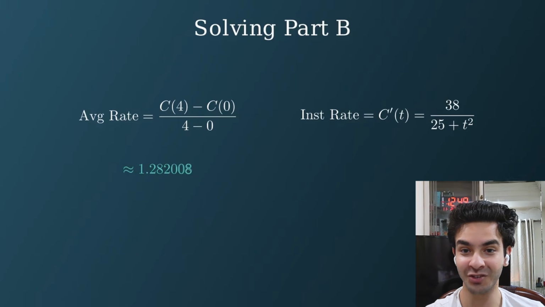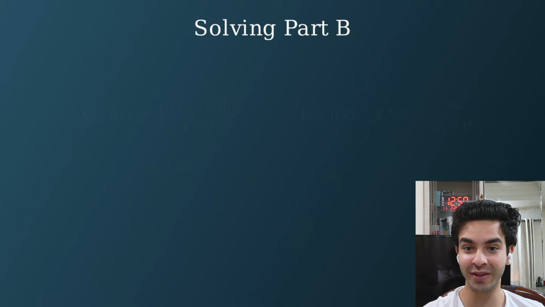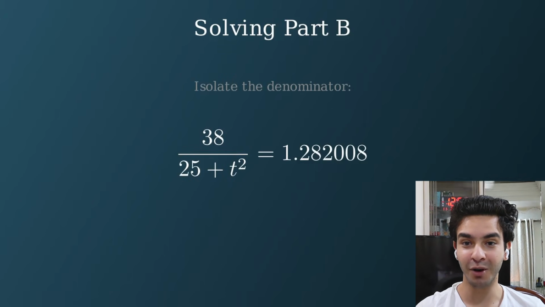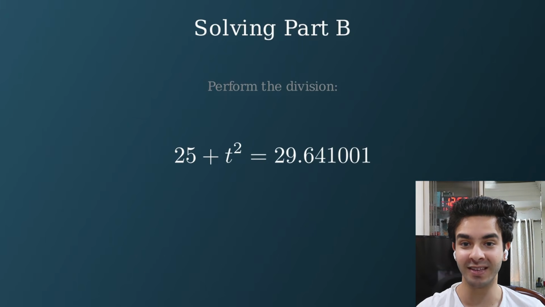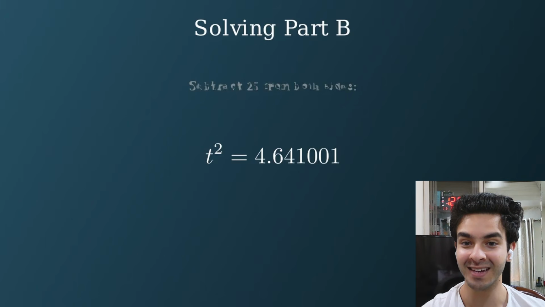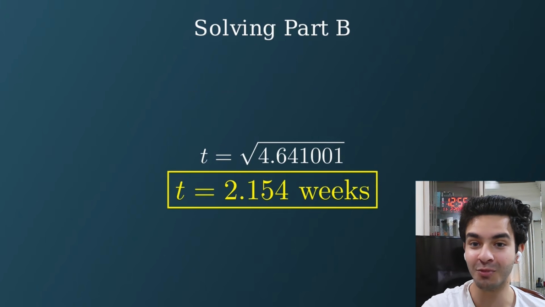And for the instantaneous rate of change, remember the question already gave us the formula for c dash t. And so all we've got to do is find the value t such that the instantaneous rate of change equals this 1.282 figure. So we multiply both sides of the equation by the denominator here, and we also divide both sides by this 1.282. And then we subtract 25 from both sides, and then take the square root. And that's all we need. Remember to round to 3 decimal points.